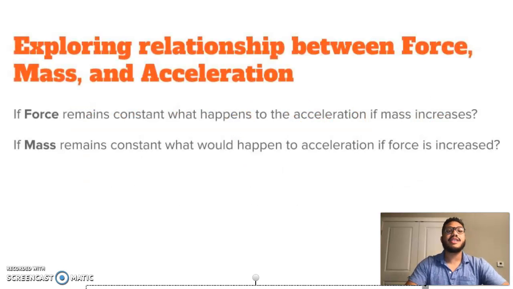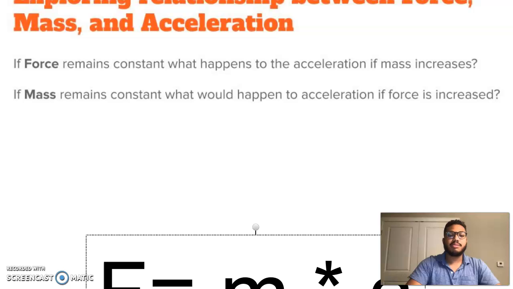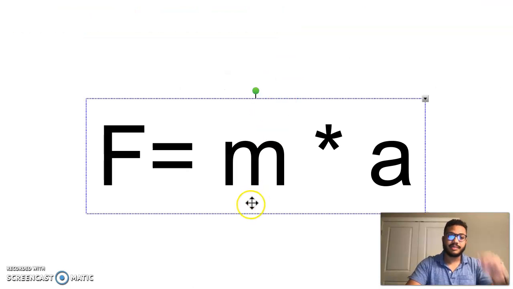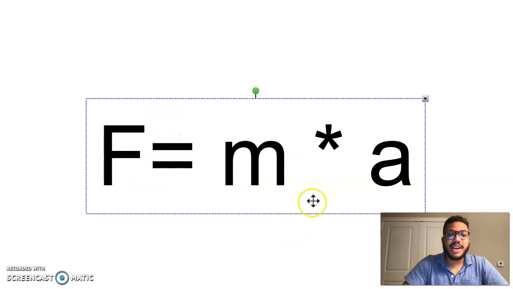So Newton's second law is force is equal to mass times acceleration. And so the mass times acceleration will give us force, and we can manipulate that based on the question to find our desired answer, either force, mass, or acceleration.